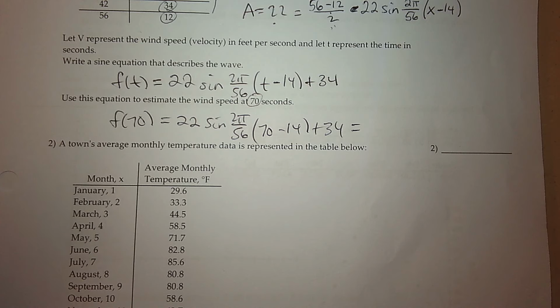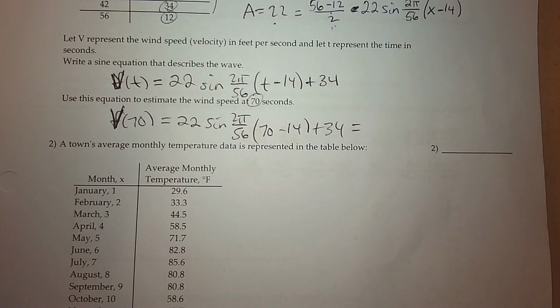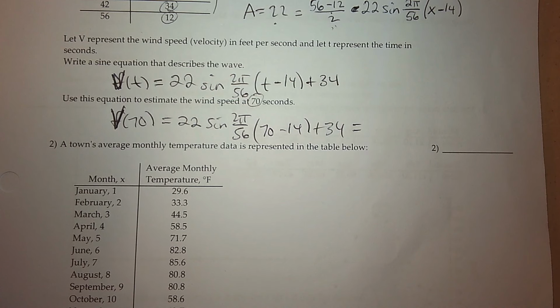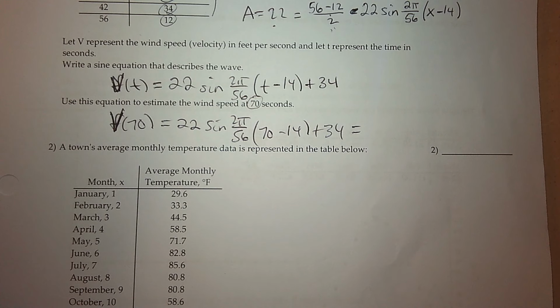What's that? What the vertical shift? Let V represent the wind speed. Oh, so then we can go V at T. Good reading. V. All right, let's type it in. Do you have something to type in with, Mr. Pedro? Yes, ma'am. Let's go. Don't wait and just let me give you the answer.